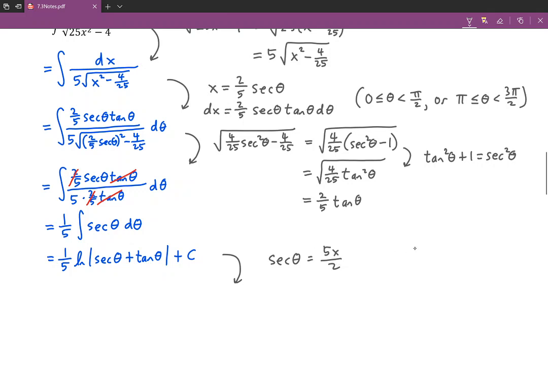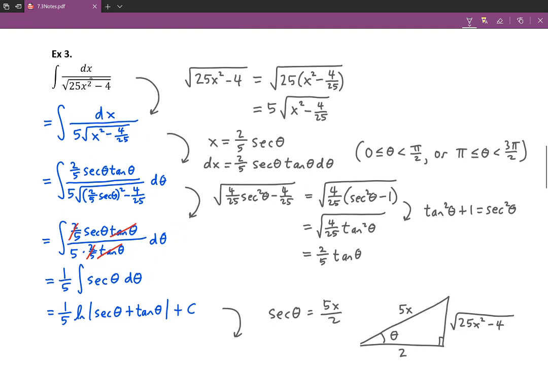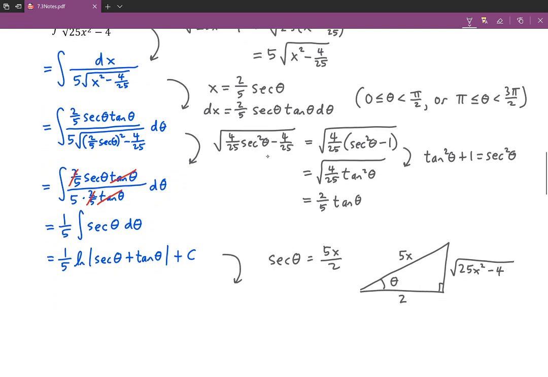Now we can make a triangle off of that. A little right triangle with angle theta. Now secant, instead of being adjacent over hypotenuse, secant will be hypotenuse over adjacent. It's the reciprocal of cosine. So hypotenuse will be 5x, adjacent side will be 2. The third side we can get by using the Pythagorean theorem, and with that we would get the square root of 25x squared minus 4, which if we look back up to the original integral, that was the radical that we had in the original integral. Again, happens all the time.